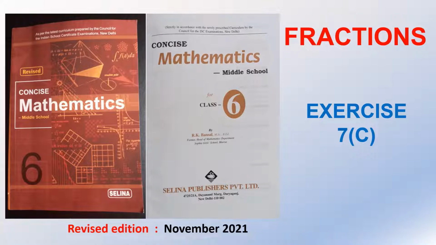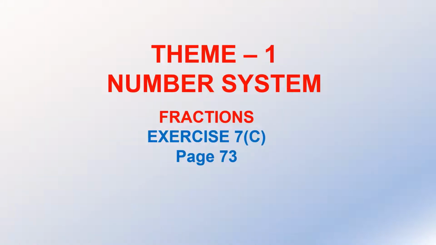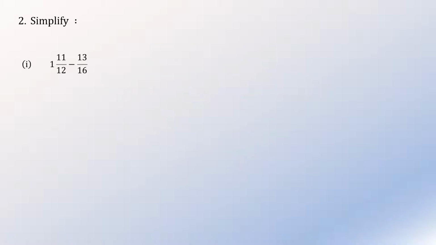In today's class we're going to do fractions, exercise 7C, second main question. This is found on page number 73. So let's begin with the second one, simplify question 1, which is 1 11/12 minus 13/16.